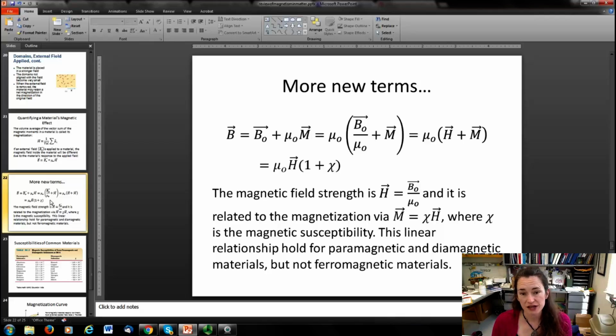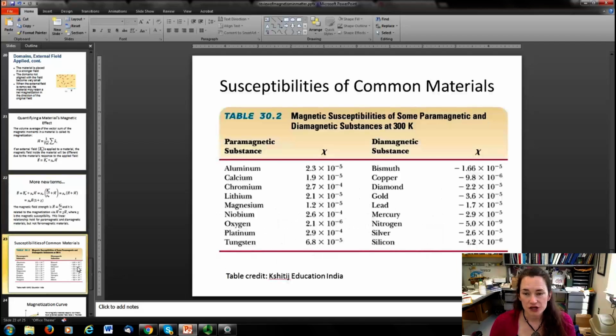So you can see that the total magnetic field will be greater or less than the external magnetic field according to the magnetic susceptibility chi. Now this linear relationship holds very well for paramagnetic and diamagnetic materials, but it doesn't work so well for ferromagnetic materials, and we'll talk about why in just a second. If you look at this table that I borrowed from this nice Indian education online site referenced here, you can see what these susceptibilities are for some common materials.